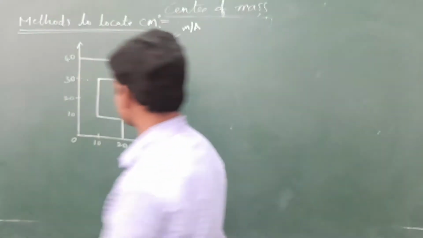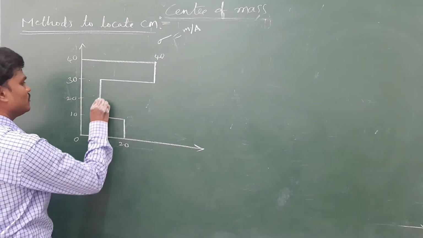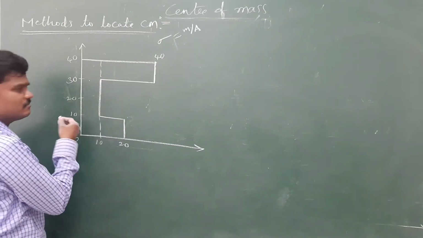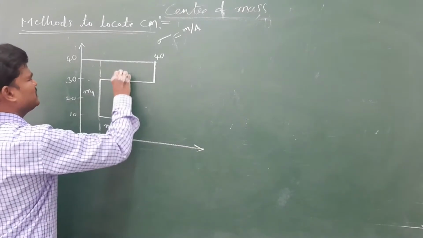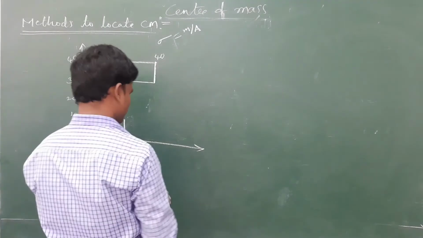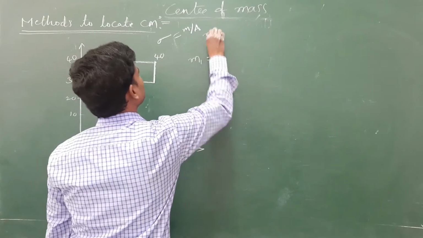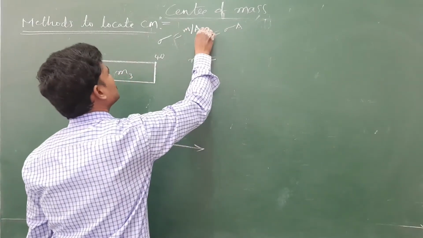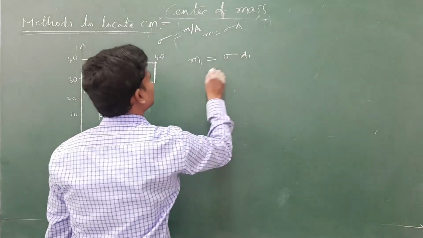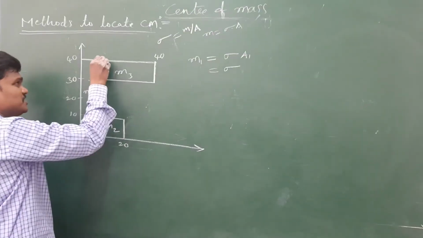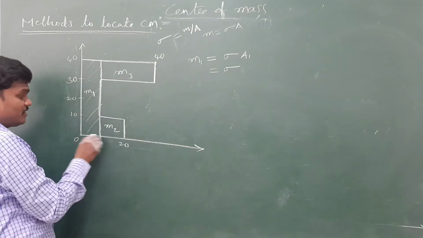Now let us divide this into some parts. This one I am taking as one complete part. This I am taking as the m1 part, this is m2, and this is m3. Coming to the m1 part, identifying m1, x1, y1 is important. M1 is sigma into a1, since sigma is mass per area. Sigma is a constant, and a1 is the area of only this part, length into length, 10 into 40.